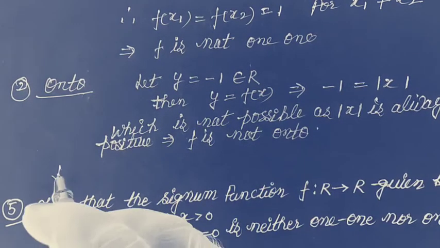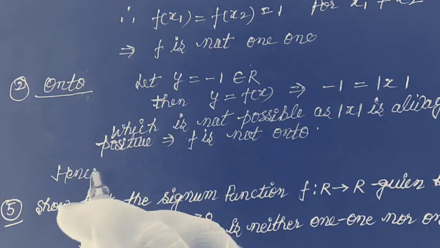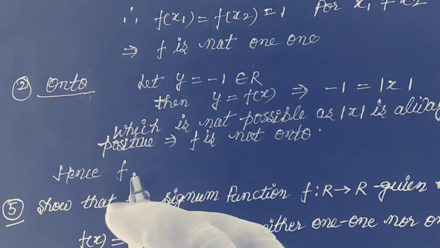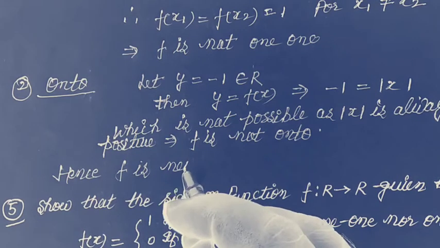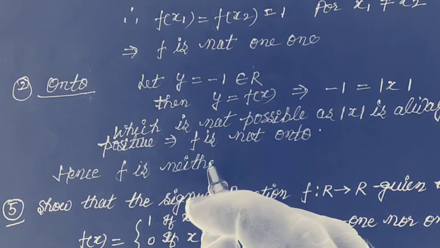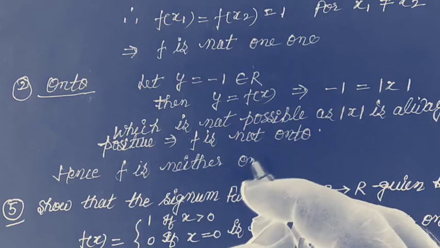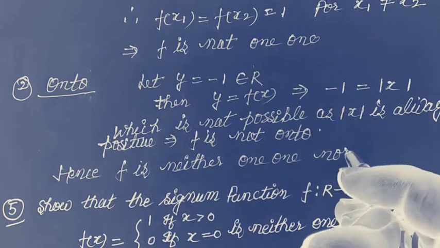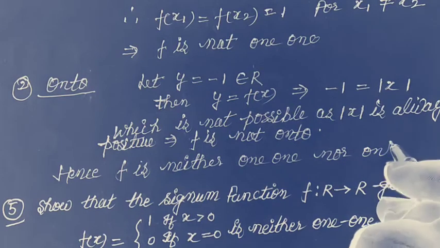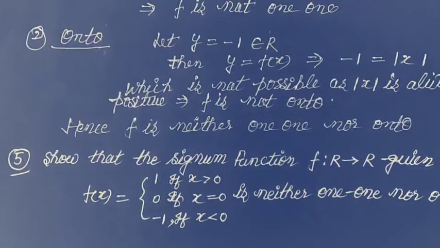Hence we can write here f is neither one-one nor onto. Isn't it? Now move to the next question.